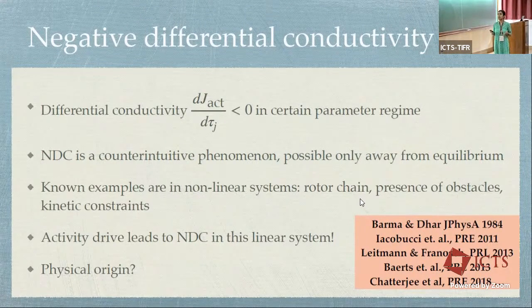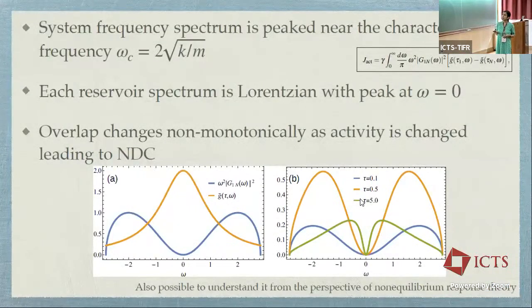So this negative differential conductivity is a counterintuitive phenomenon, as you can imagine. I mean, we are increasing the drive and the current is suddenly starting to decrease. But there are certain examples of this NDC in non-equilibrium systems, like in rotor chains or in presence of obstacles or in the presence of kinetic constraints. But these are all nonlinear systems. Here, this activity drive leads to NDC in a very linear and exactly solvable system. So the question is, what is the origin or how to understand this?